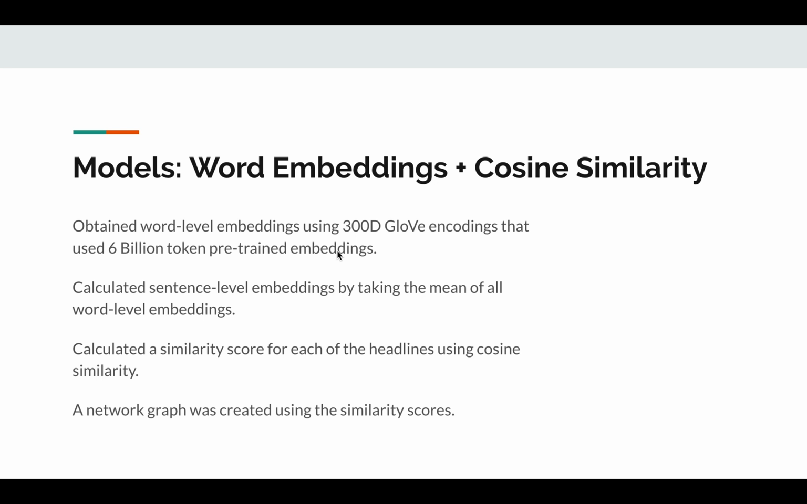Next, we also developed a word embedding and cosine similarity based model. We obtained word embeddings for all words in each of the headlines using the 300-dimensional GloVe encodings that were trained on 6 billion tokens. We then calculated sentence-level embeddings by taking the mean of all these word embeddings. And lastly, we calculated a similarity score using the cosine similarity metric. Next, we created network graphs, just like with the co-occurrence matrices, using similarity scores, and for each headline a benchmark similarity score had to be passed.